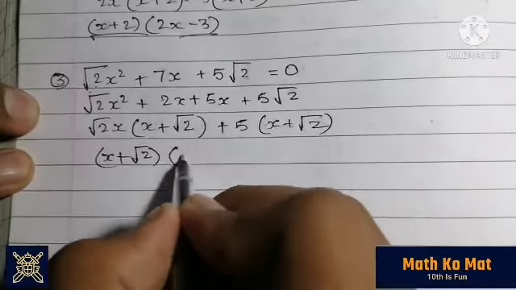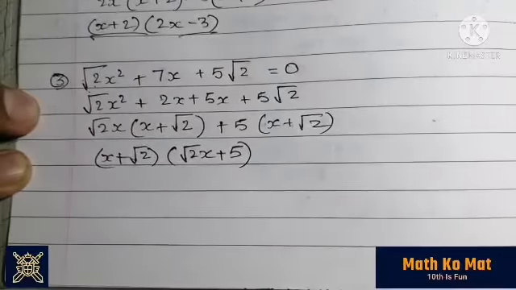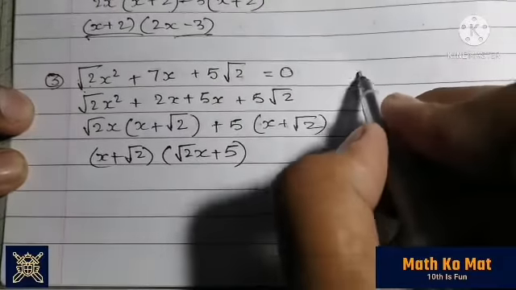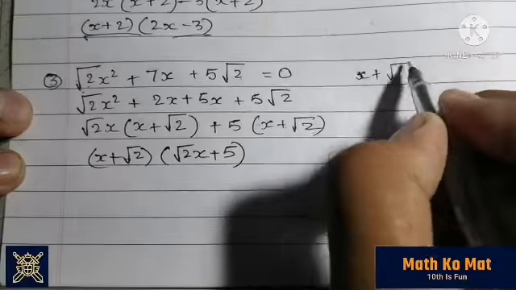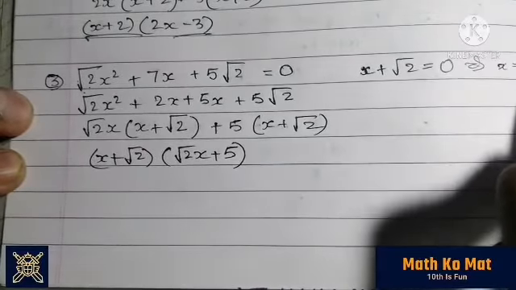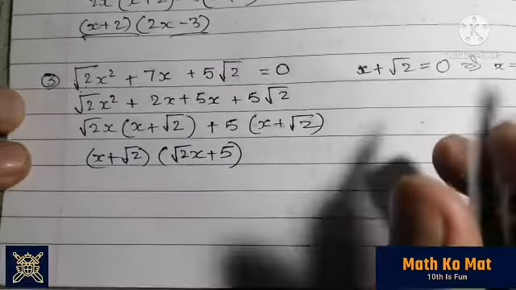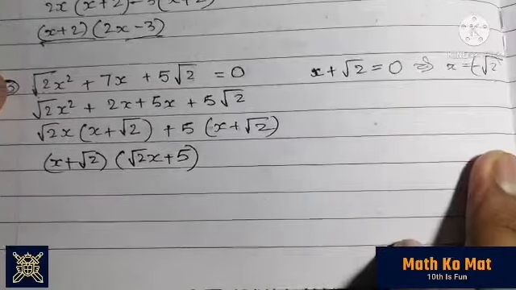You are left with root 2x plus 5. Now again, to find the roots, equate each of the factors to 0. So x plus root 2 is equal to 0. So this implies that x is equal to minus root 2.